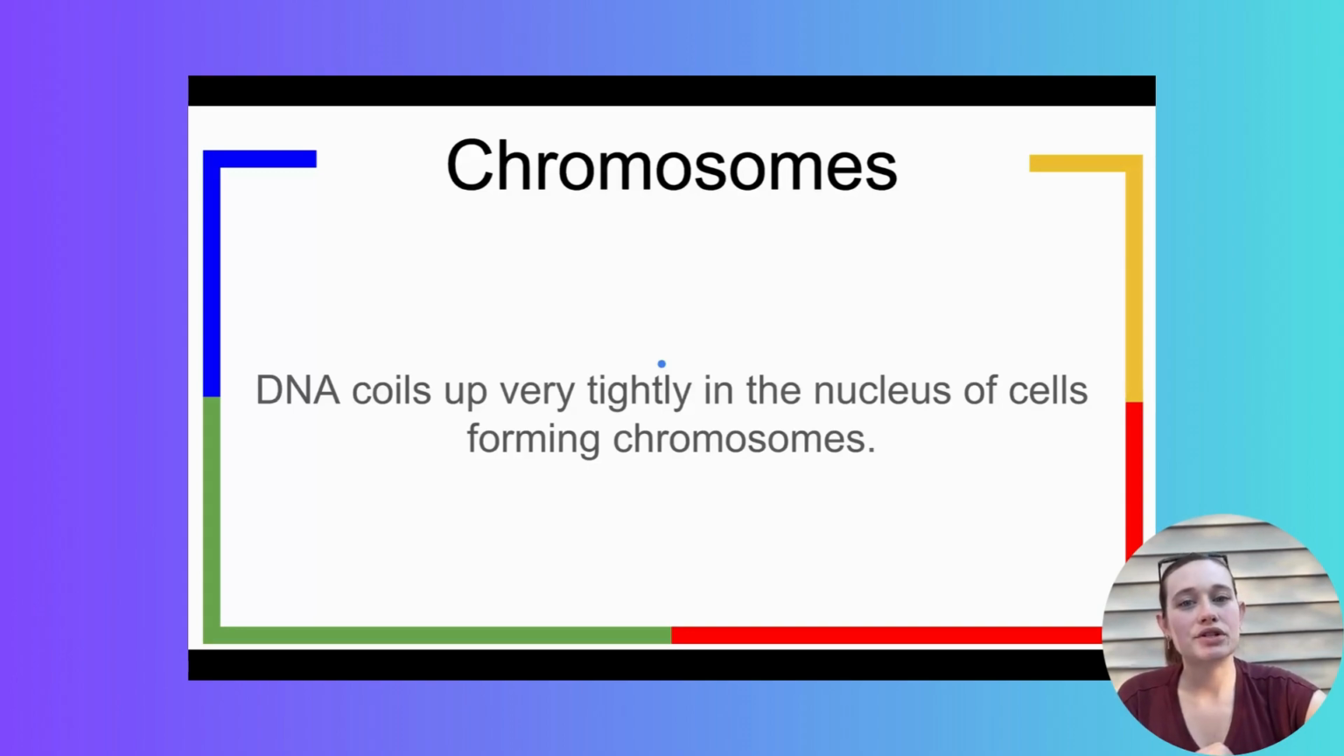Today in this video we are going to be going over our chromosomes and karyotypes. One thing to note with our chromosomes is that they are made up of DNA coiled very tightly around some sort of protein. So DNA coils up very tightly in the nucleus of cells, and that is what forms the chromosomes.